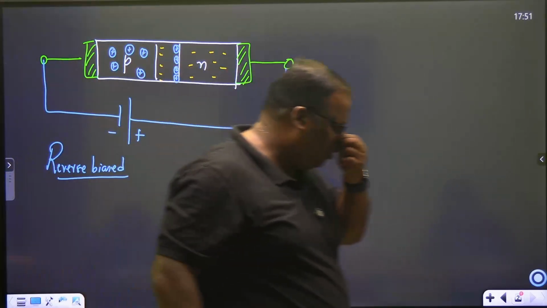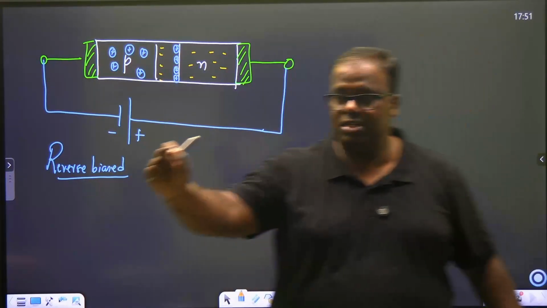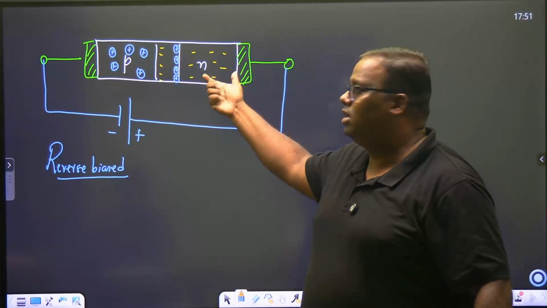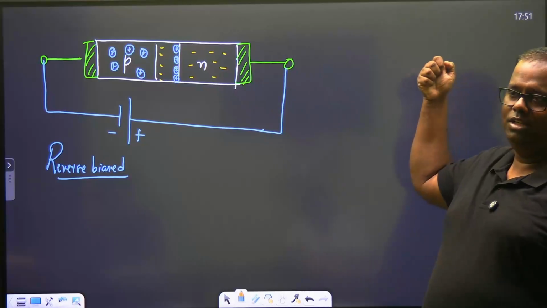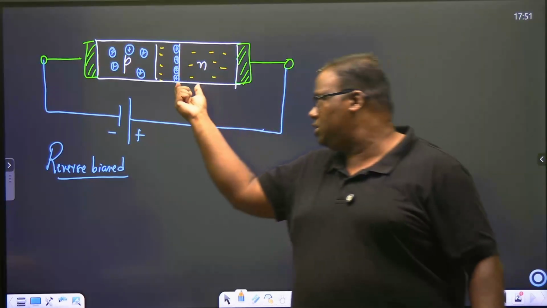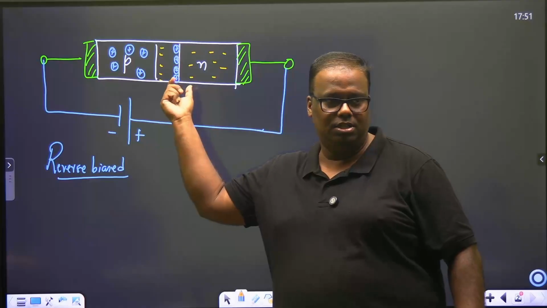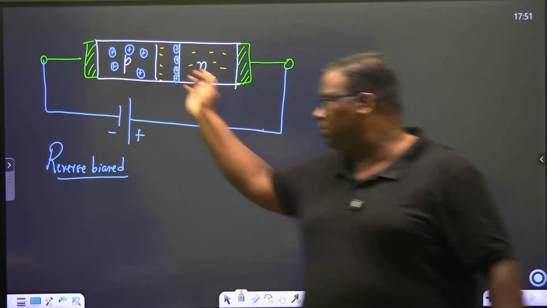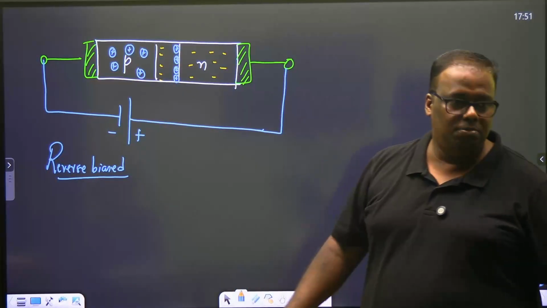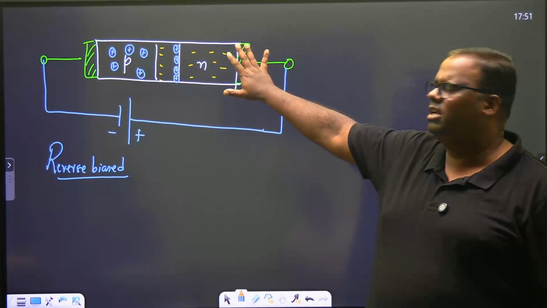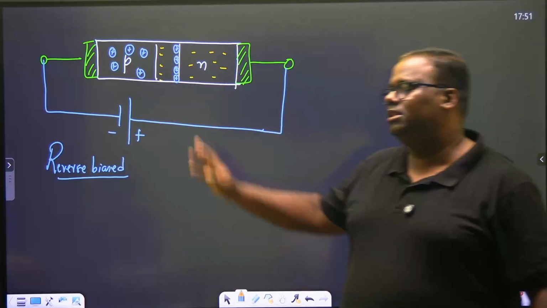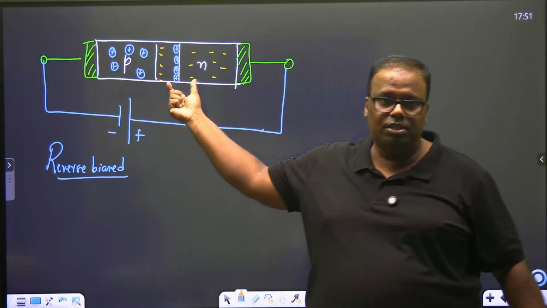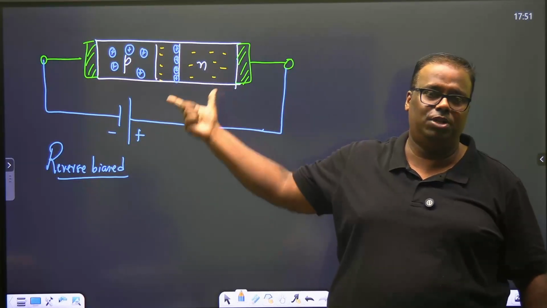Let me rephrase my words. I would say the majority charge carriers of each section are further pulled away from the junction. The junction is the place where the union happens, right? This is the wedding hall. So you're pulling the bride more this side, you're pulling the groom more this side. The majority charge carriers of either section, like the electrons for N type and the holes for P type, are being pulled to both sides, which causes further spread of the depletion zone.